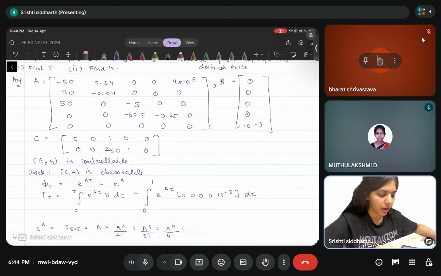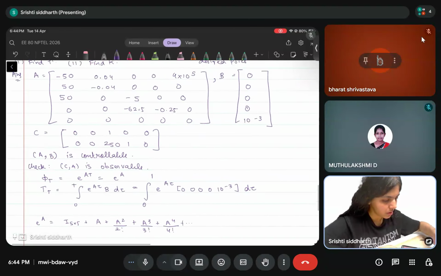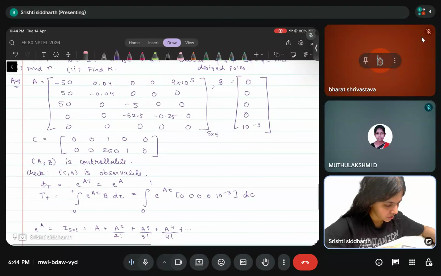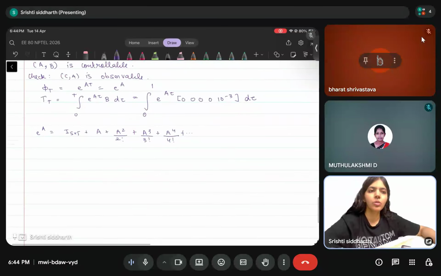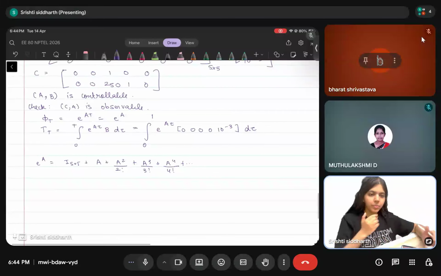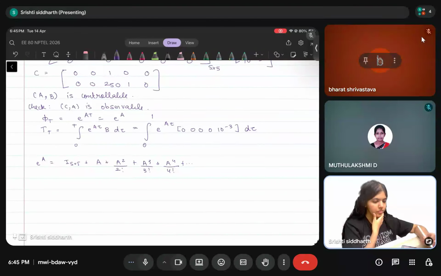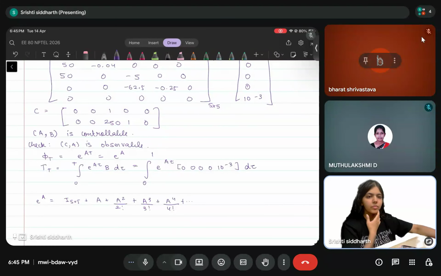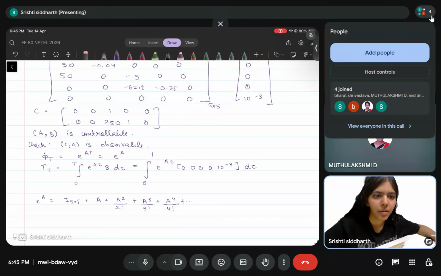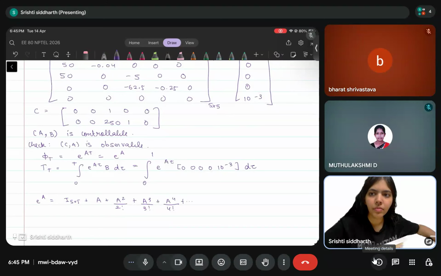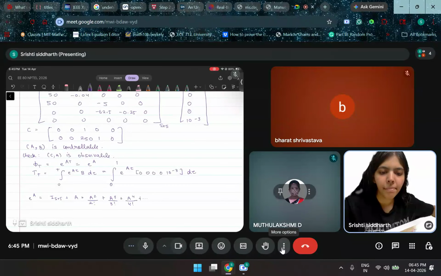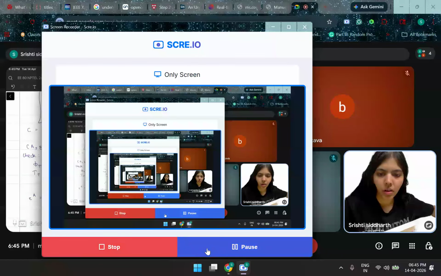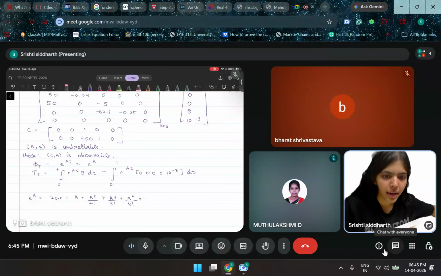So have you done this in the assignment? How did you find out the exponential of A? This is a fifth order system, right? So this is a big matrix. Has anyone solved the question in the assignment? You can write down your answers in the chat if you are unable to unmute yourself.